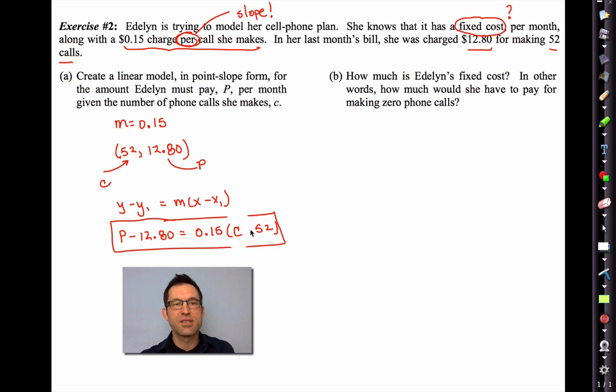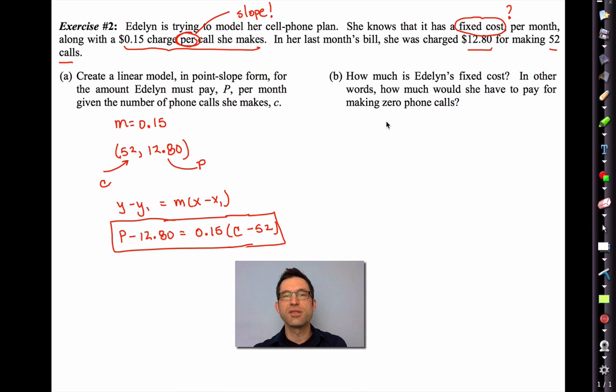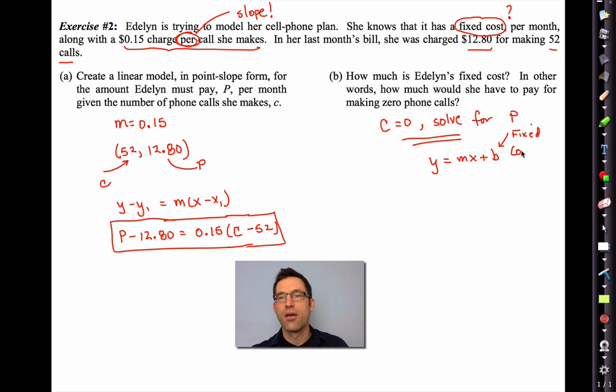This should be C minus 52. Now, one way of doing this is just setting C equal to 0 and solve for P. That's a great way to do it. Or we could rearrange this into y equals mx plus b form, because that is always your fixed cost in a cost scenario. So let's do that.